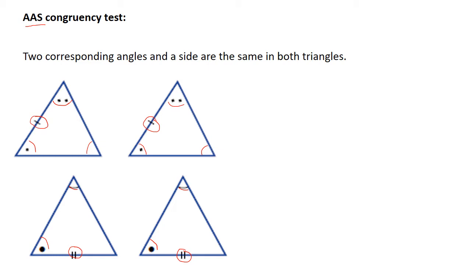So this angle is opposite this side, and that's the side that we're comparing in this triangle. In the first one, it's the side that's between the two angles that we're comparing. Okay.